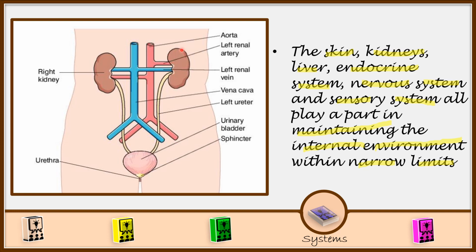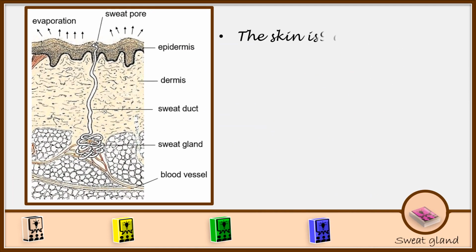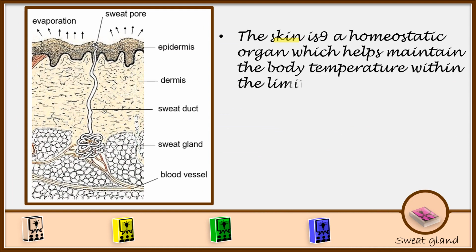Here we have our kidneys. We have the right kidney and the left kidney. They are one of the organs that are responsible for maintaining the internal environment within a narrow limit. The skin is a homeostatic organ which helps to maintain the body temperature within the limits, and that is around 36.1 up to 37.8. So that is our skin.